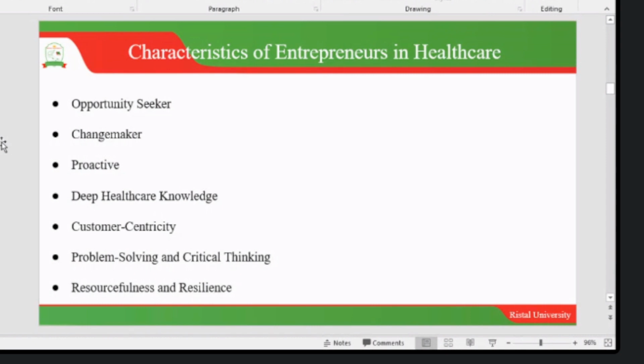Then there is the fact that they are problem solvers and critical thinkers. For you to solve these dynamic healthcare setting problems, you need to be a very powerful critical thinker and a problem solver, one that can break down a problem into the various parts that compose it and see how to put in place a holistic solution so as to create a sustainable venture in this healthcare arena.